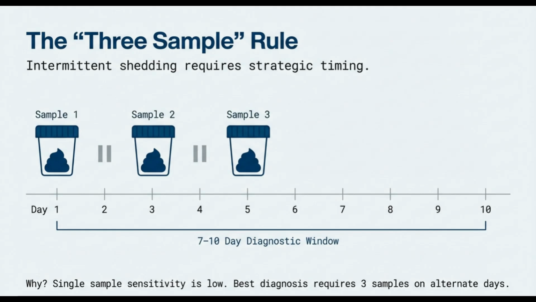So as this timeline shows, to get around this, the best diagnostic strategy is to collect 3 separate samples on alternate days, all within a 7 to 10-day window. Collecting a sample on day 1, another on day 3, and a final one on day 5 dramatically increases our diagnostic sensitivity. A single sample just has too high a chance of missing the infection entirely.